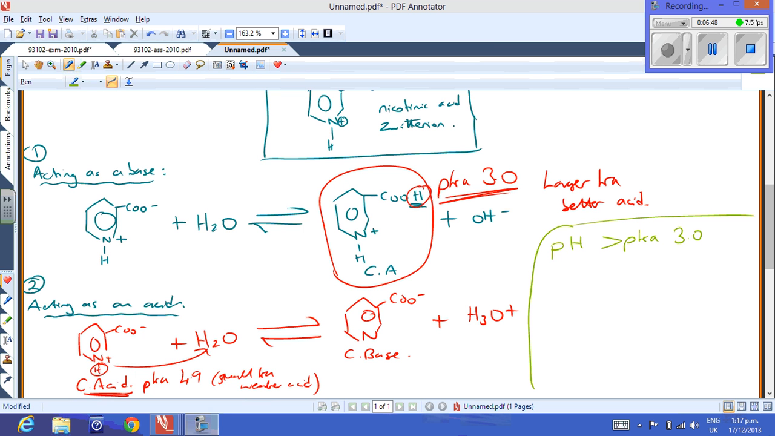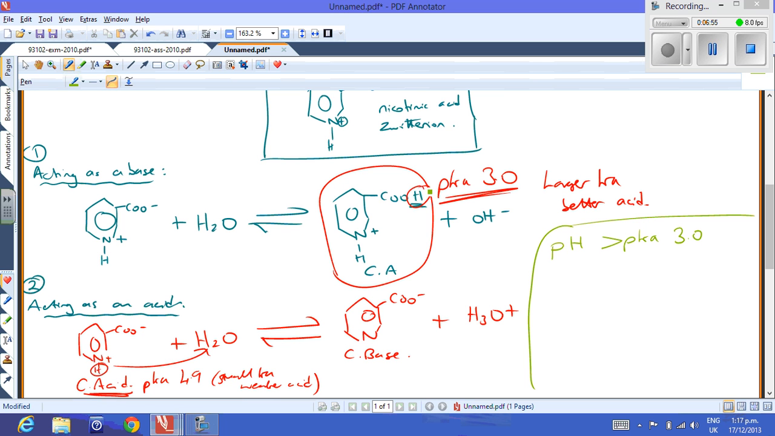So the first situation to consider is if the pH is greater than the pKa of 3.0, then that means this proton can come off, and therefore the Zwitterion would dominate, or would exist. Okay, so the Zwitterion would exist. If the pH is less than a pKa of 3.0, so if the pH is less than 3.0, then this proton would stay there and the conjugate acid species would dominate in solution.